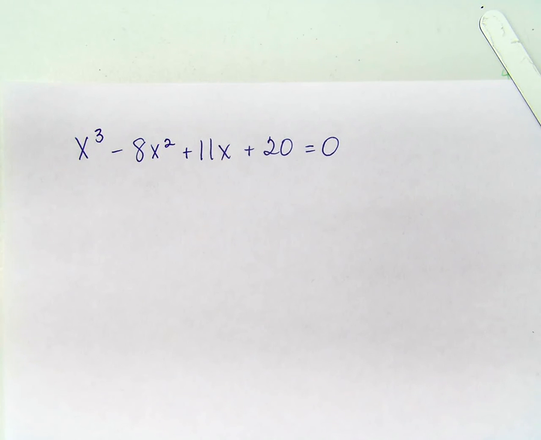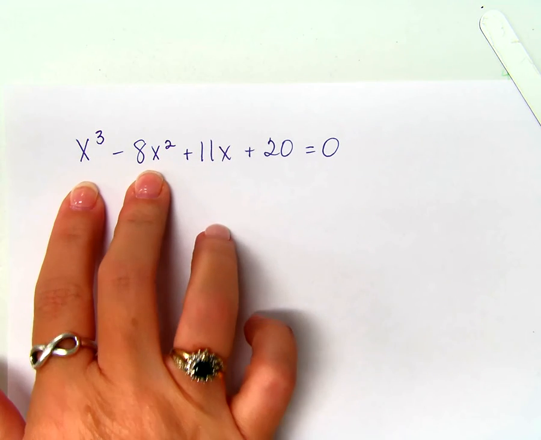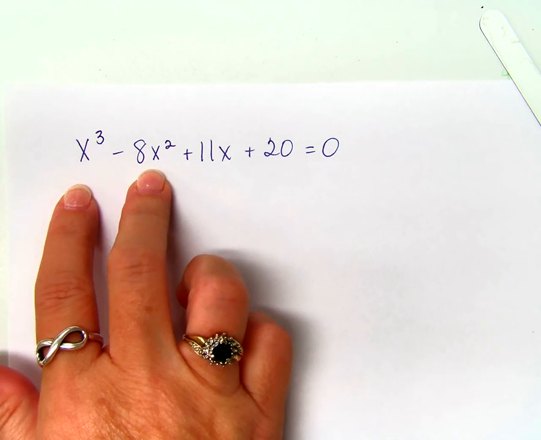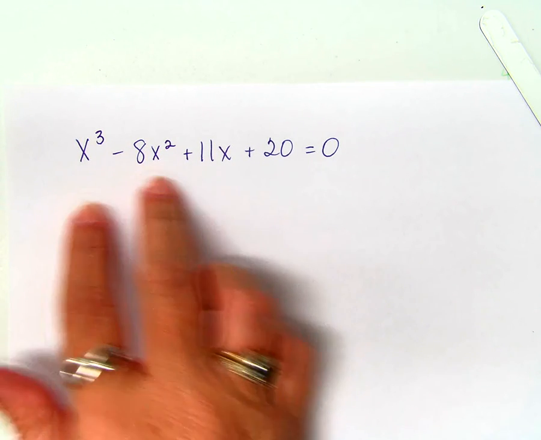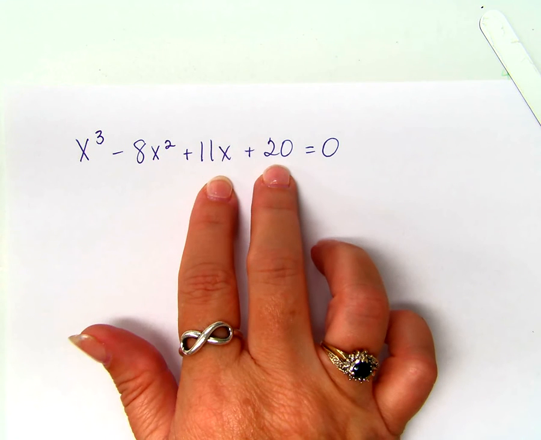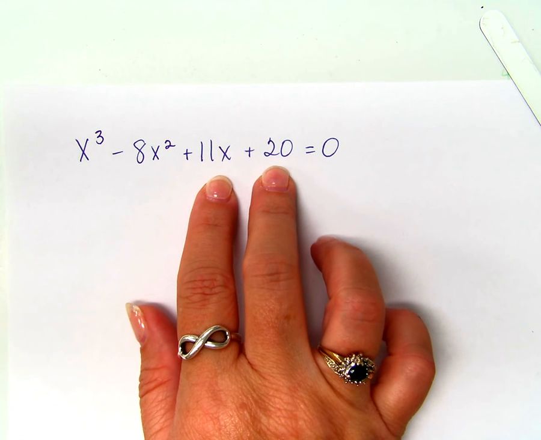So if this is the question you're given, where would you start? You would try to factor it by grouping, right? If we tried to factor it by grouping, I would take out an x squared, and I'd be left with x minus 8, right? What could I take out of these two that's going to leave me with an x minus 8?